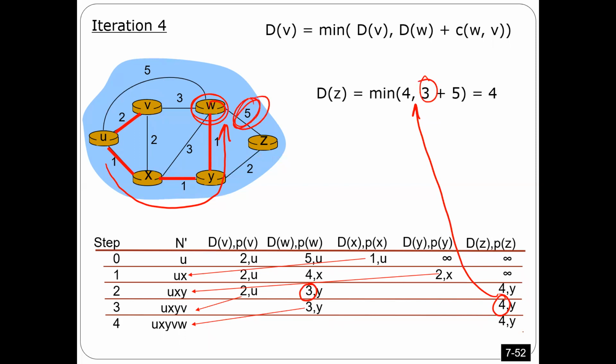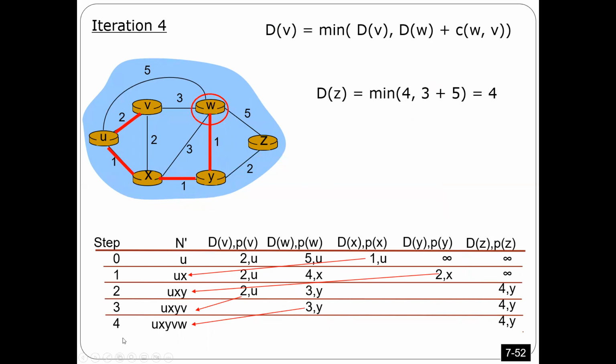Plus five, I just want to check if W is going to give me a better result. But from U to W, it's already three, okay? Plus five, going to be eight, okay? Is it better than what I have? No, so I already have four. So I'm not going to update this one. I'm going to keep it, okay?